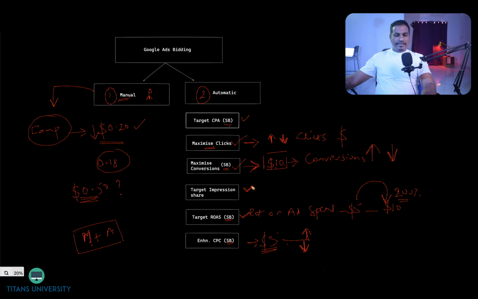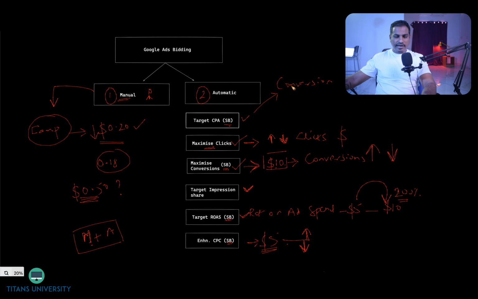Now, CPA stands for cost per acquisition. Acquisition is nothing but a conversion, right? A conversion can be anything. It can be a sale, it can be a sign up, whatever is your goal. What do you want the user to do on your site? Do you want him to buy something? Do you want him to sign up for something? Do you want him to view something? All these can be conversions.